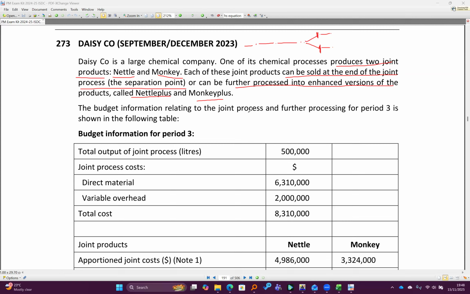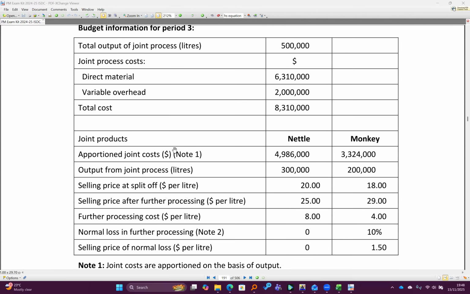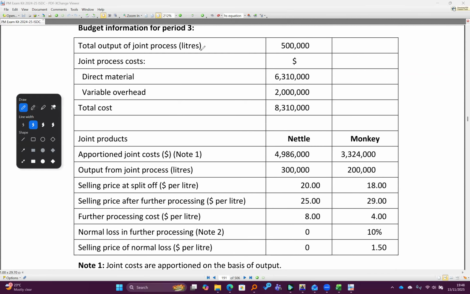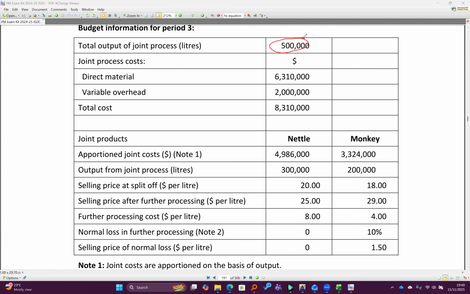So here they have told us the joint products, the joint process, and then the further processing for period 3 is shown. So we have the joint process costs. The total output, of course, is 500,000 liters. We need to first know how they are broken down for the netto and monkey. Maybe they will tell us.